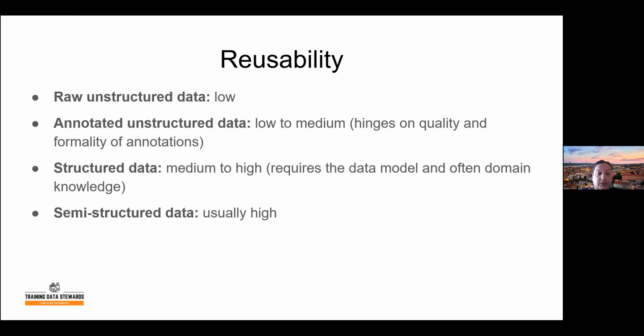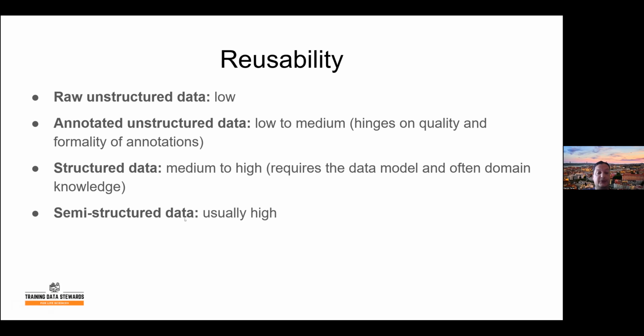When we talk about structured data, the reusability is medium to high. The catch is that with structured data, you have to have the data model in order to interpret the data, and often you need domain knowledge as well, because the data model is not fully explicit. For example, if you see a database model, the database model tells you how each table relates to each other table, and it tells you what columns you have in each table, but it doesn't really tell you anything about what the columns mean. So you need domain knowledge to understand that.